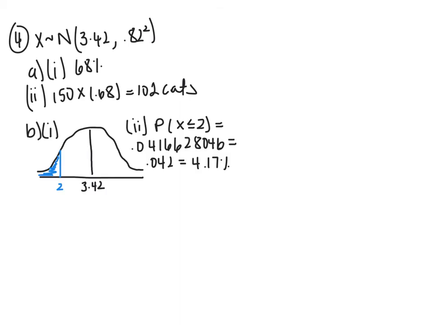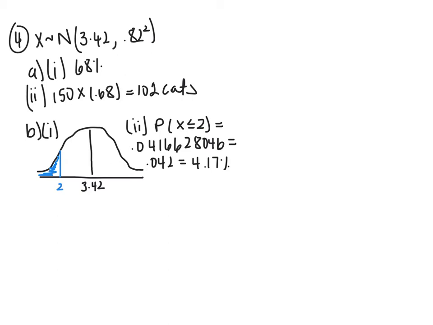Part B asks us to draw a little normal sketch for the probability that cats weigh less than 2 kilograms. So we have our 2 here and we want less than. Then part 2 says actually calculate that probability. So x is less than or equal to 2. Plug that in your calculator.